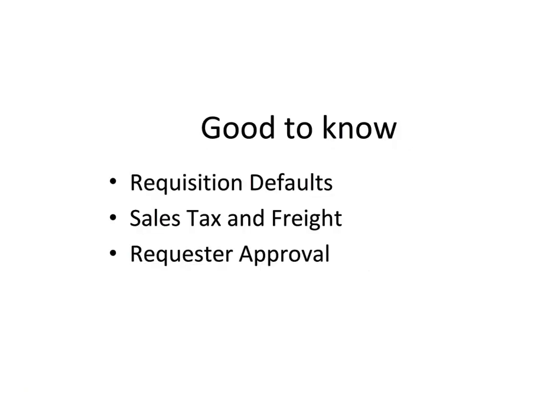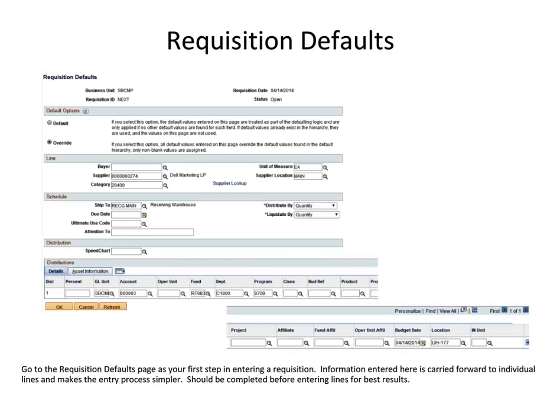We've finished with the technical information and now move to things that fall under the idea of good to know, which includes requisition defaults, how to deal with sales tax and freight, and requester approval. To make entering your requisition as painless as possible, we encourage you to begin your data entry on the Requisition Defaults page. The information entered here carries forward into all of the requisition lines so that you don't have to navigate to each line's schedule and distribution.